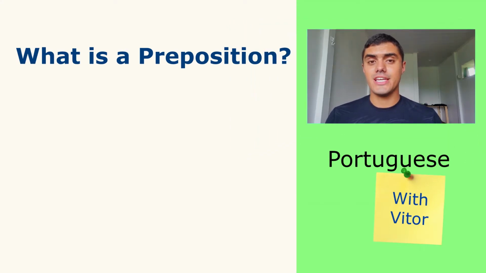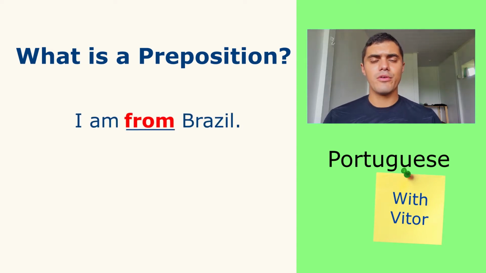A preposition is a linguistic particle that connects two words. It doesn't matter if they are verbs, nouns, adverbs, or adjectives, okay? Let's see an example. I am from Brazil. So from is the preposition we have. And it's connecting the verb to be, am, and the noun, Brazil. So it's creating a dependence between both of them. They are connected. They must come connected.